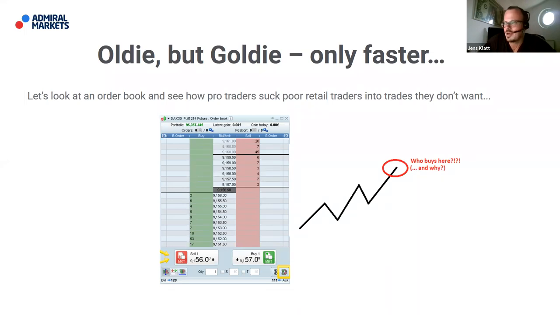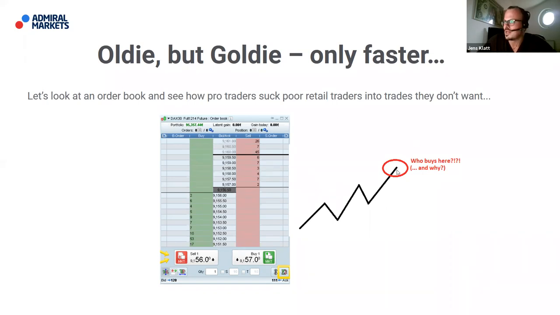I quickly painted a sequence of higher highs and higher lows. And some of you might have wondered, who buys here? At the end, to some extent, we probably expect the market to reverse here, though we have still seen occasions where the market just kept on rising.